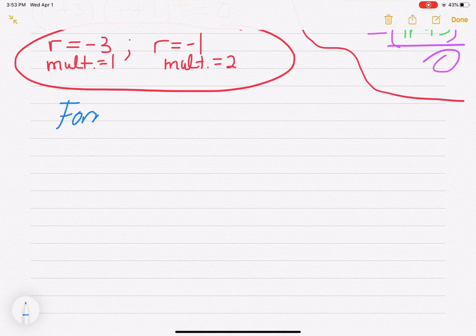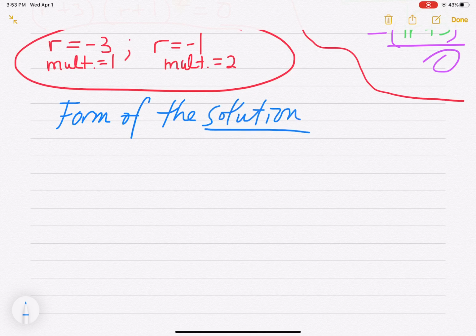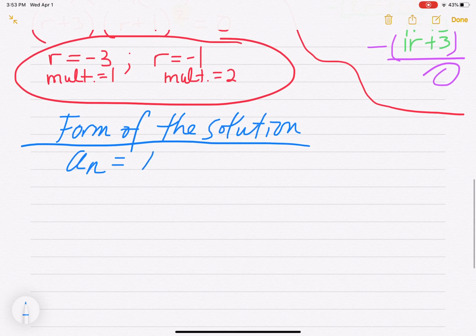All right, so let's write down the form of our solution. The form of the solution is going to be a sequence, a sub n equals. For our first root, negative 3, we're just going to have alpha 1,0, and stop there, since it's multiplicity 1, and then we're going to put negative 3 to the n power. You just have a single coefficient there.